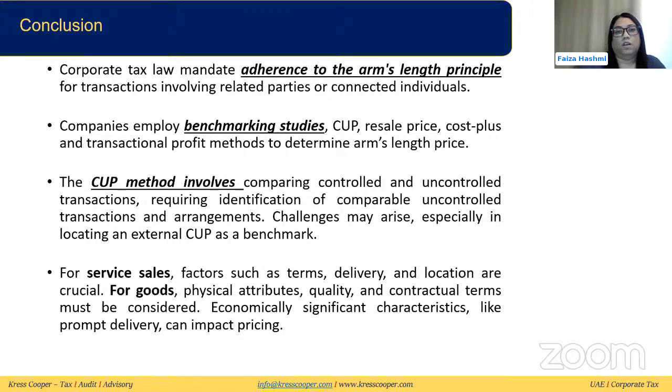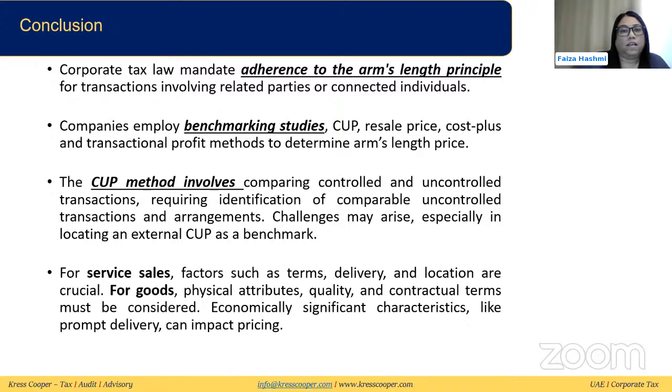So just as a conclusion, for all related party or connected person transactions, we need to find the arm's length price, which is the same price that you would have charged if they were not your related party. And for this, there are a lot of methods. One of them is the one that we had just discussed, the CUP method. There are other methods available, like the resale price method that Mahar is going to discuss today. So you might be required to do benchmarking studies to help you with setting prices for these methods, because, like I said, you do need some information which might not be readily available to you inside the company.